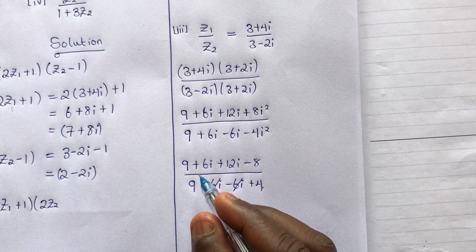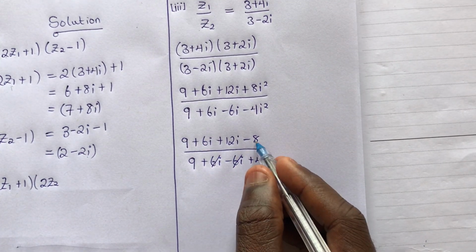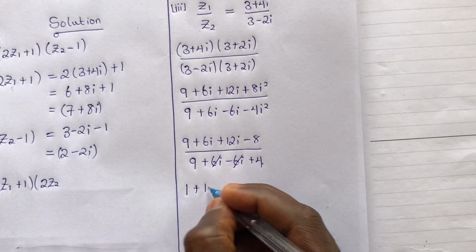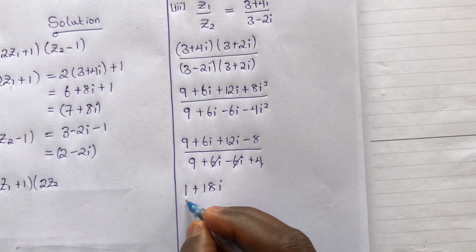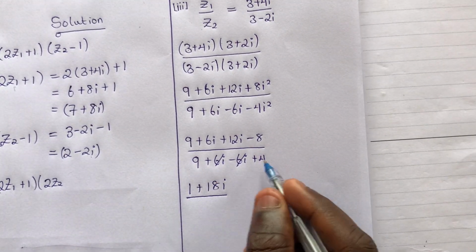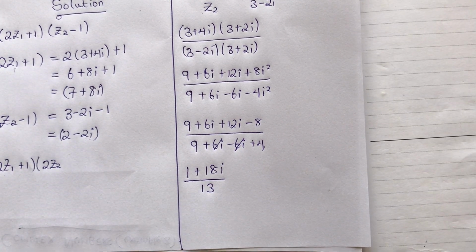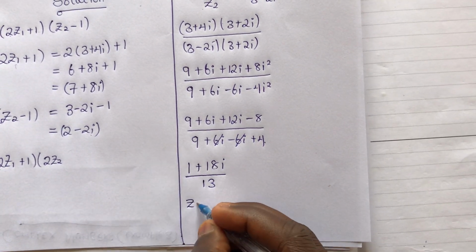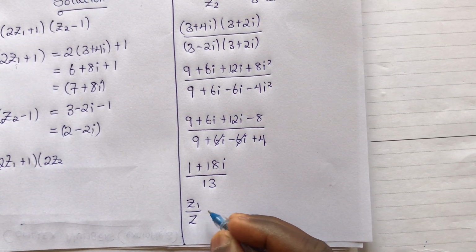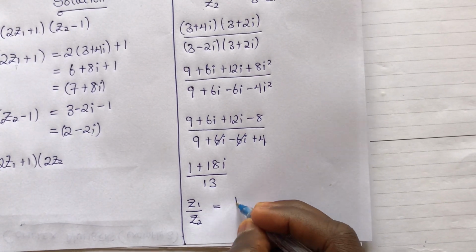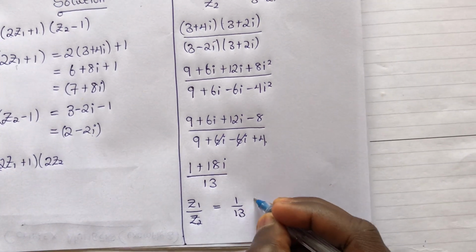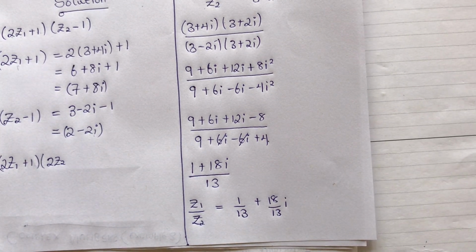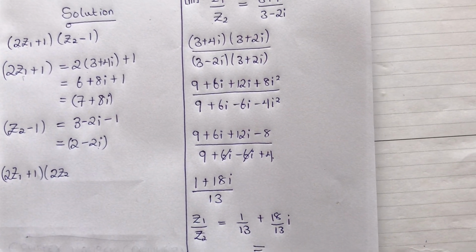So we are having 8 minus 9 is giving us 1. 6 plus 12 is giving us plus 18i. And we divide this result by 9 plus 4 is giving us 13. So finally, we can rewrite this: z1 out of z2 is giving us 1 out of 13 plus 18 out of 13 i. So this is our final result for z1 over z2.